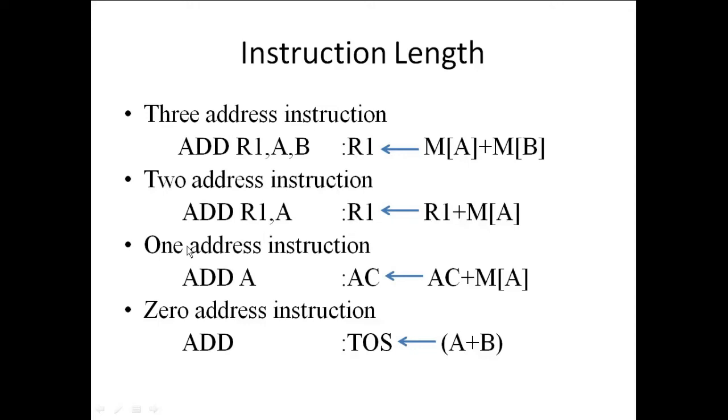Similarly, the 1 address instruction, here this is the opcode and a single address A, and the other operand is the accumulator. That means of the 2 operands, one is held by the accumulator and another is the memory location A, and after the execution the resultant value will be stored in the accumulator AC.